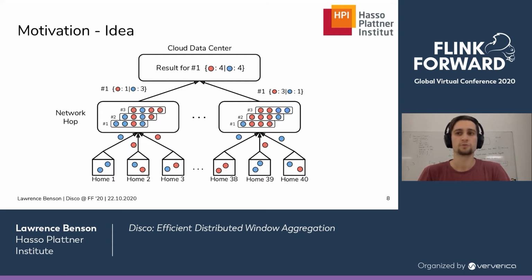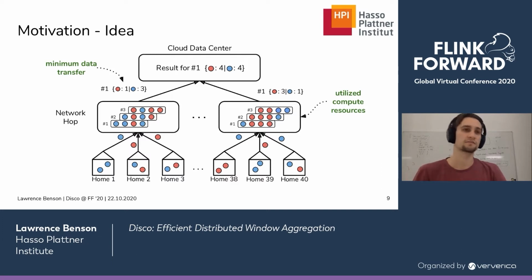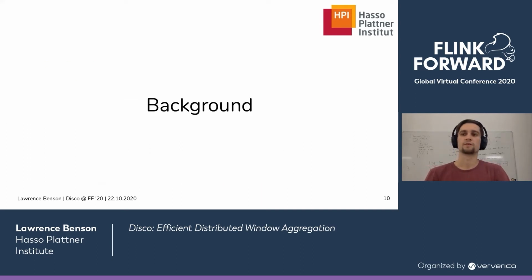And this approach has two main advantages over the state-of-the-art, the current state. The first of which is that we have a minimum data transfer. So instead of sending all the records twice or multiple times, we actually only send some metadata and the aggregated intermediate results. And also, we now utilize the compute resources along the path to the data center for more efficient computation. So this was a high-level intro into what we're doing here.